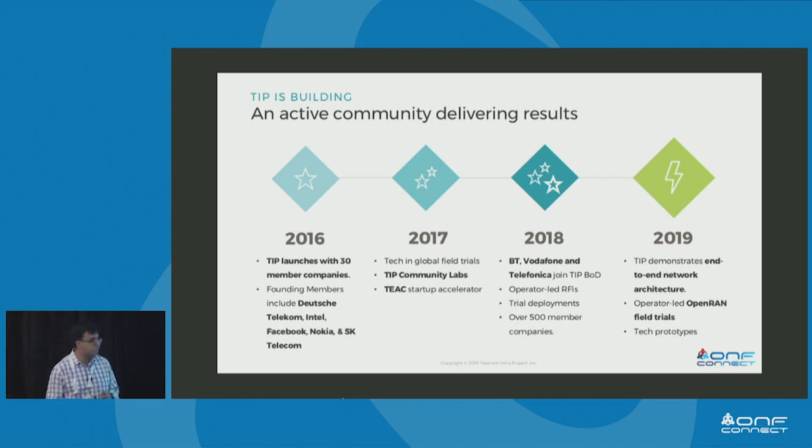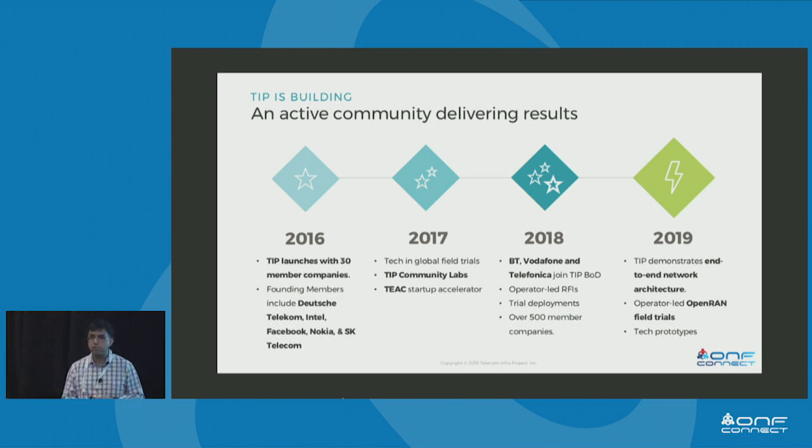member companies. The founding member companies included Deutsche Telekom, Intel, Nokia, SKT, and Facebook. And when TIP was established, we, at the outset, set up 3 different areas of focus: access, backhaul, core, and management. These were the 3 areas that we felt were really important to establish at the outset, and then create project groups that really fit into each one of these 3 buckets.